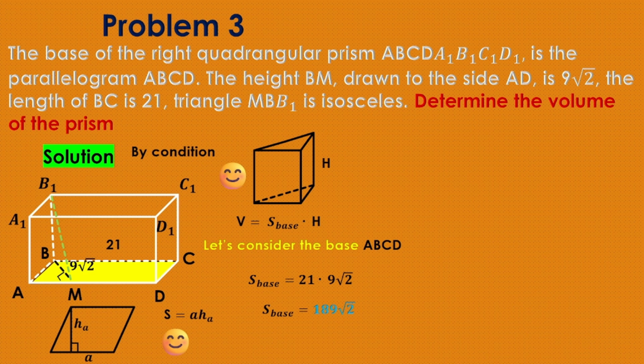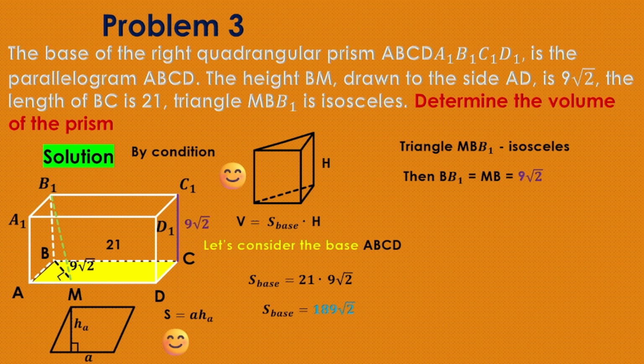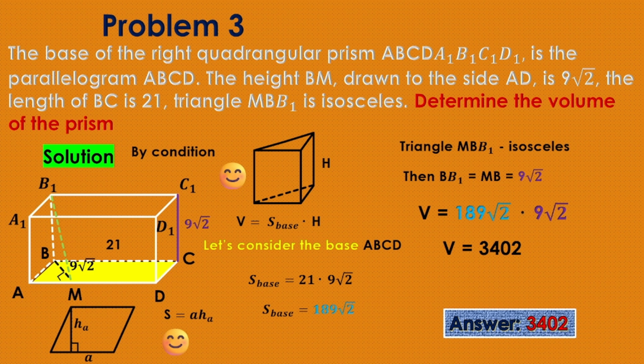root 2. We are also given by condition that the triangle BMB1 is isosceles. This means that BM equals BB1 and is equal to 9 root 2. I mark the side CC1 in purple because it is parallel to the side BB1, and now we will need it to find the volume. So to find the volume of the prism, I substitute instead of the area of the base 189 root 2, instead of the height 9 root 2. And after substitution and calculations, we have that the volume is 3,402. Therefore, the answer is 3,402.